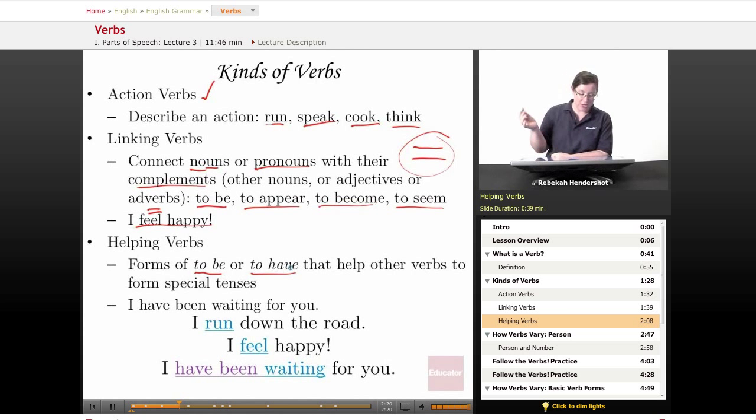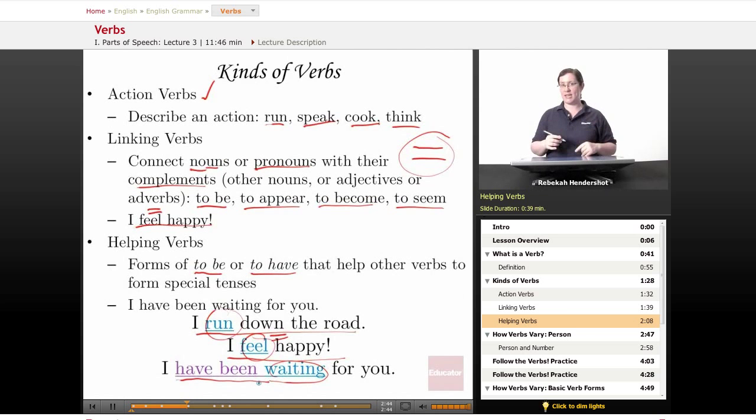So, for action verbs, we have a sentence like, I run down the road. Run is an action verb. It's something you do. Very simple. For a linking verb, we have, I feel happy. Feel is our equal sign verb. And for helping verbs, you have, I have been waiting for you. Now, waiting is an action verb. It's something you do. But have been is a helping verb that helps to form a new tense out of waiting. We'll get to tenses.